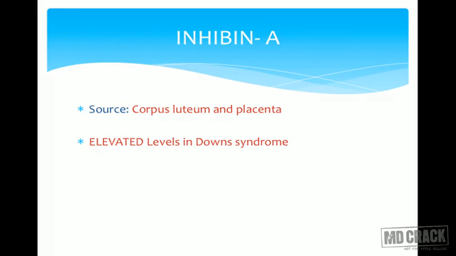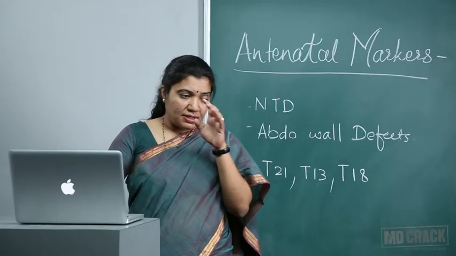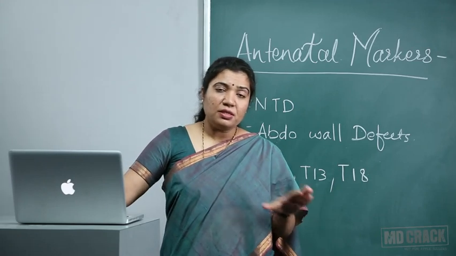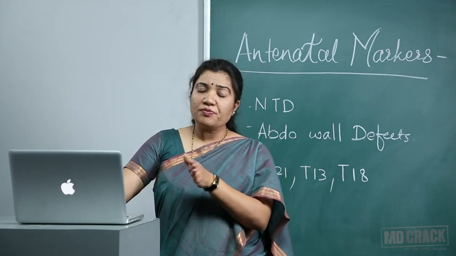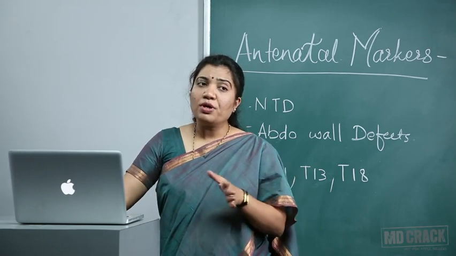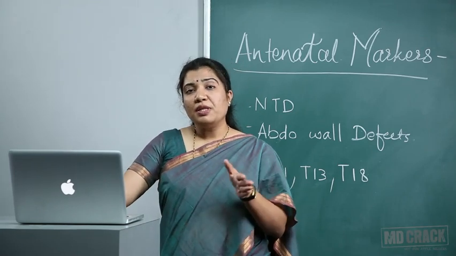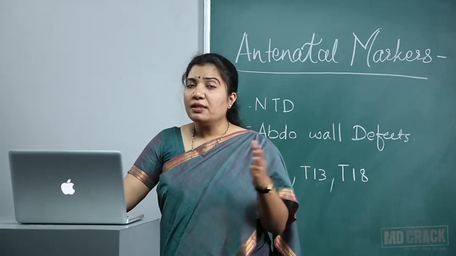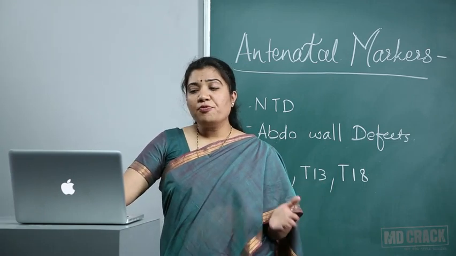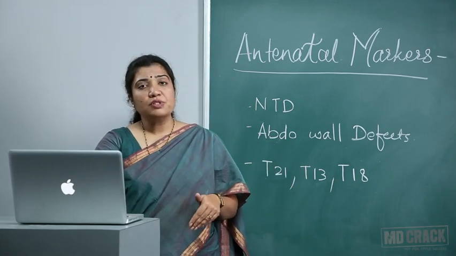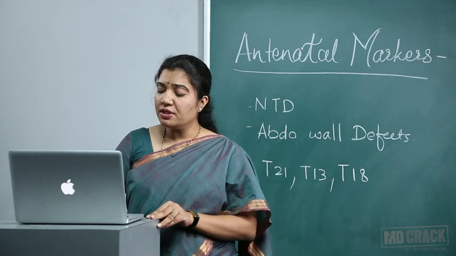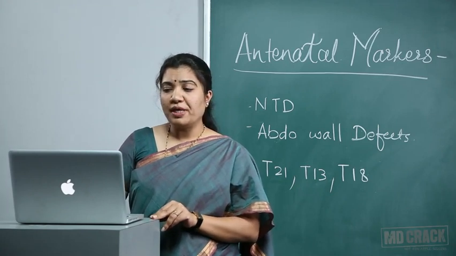Inhibin A, source corpus luteum and placenta. Inhibin A levels are found to be raised in case of Down syndrome. What they have done is they have studied normal pregnancy inhibin levels, and what the blood levels of inhibin A are in a patient having a Down's baby. And then they have done the comparison and found that in pregnancy with Down syndrome, the levels of inhibin A are elevated in comparison with normal pregnancies.